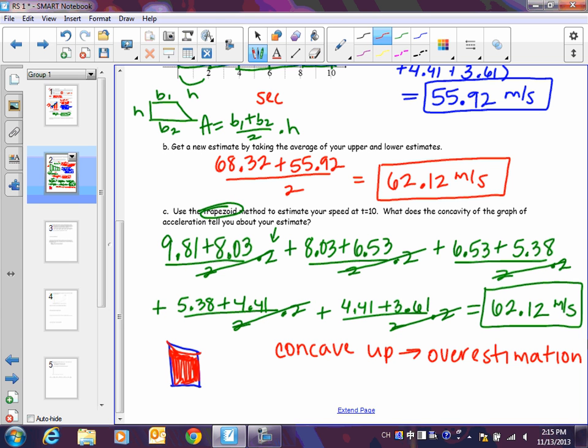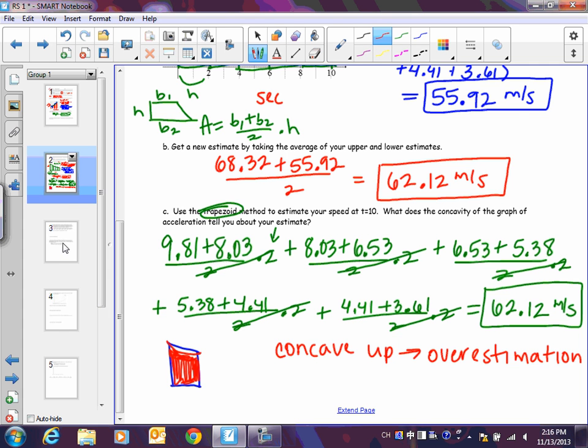Yes, Ashley? So is it safe to assume that whenever it's concave up, it'll always be an overestimate, and whenever it's concave down, it'll always be an underestimate? For trapezoids, yes. Now, if you start doing left and right rectangles, the concavity really doesn't play into it. Although the average would fall under the same category as the trapezoid.